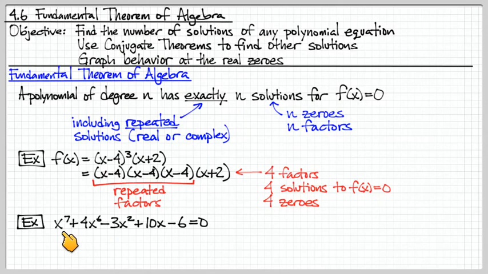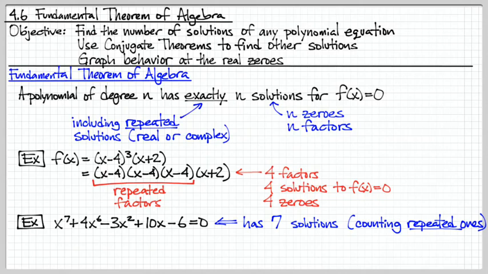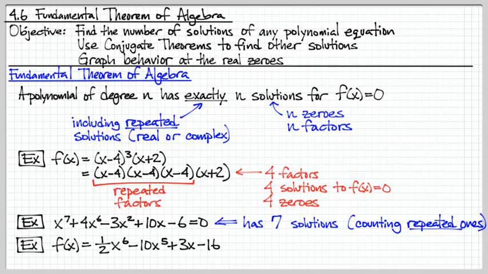So in this example here we have an equation. This is a degree 7 polynomial. Therefore there are 7 solutions counting any repeated ones there may be. There may not be any repeated ones, but in this case, we would have 7 solutions. In this case, f of x, 1/2 x to the 6th power, this is our highest degree term. Polynomial of degree 6. We have 6 zeros for this function here.